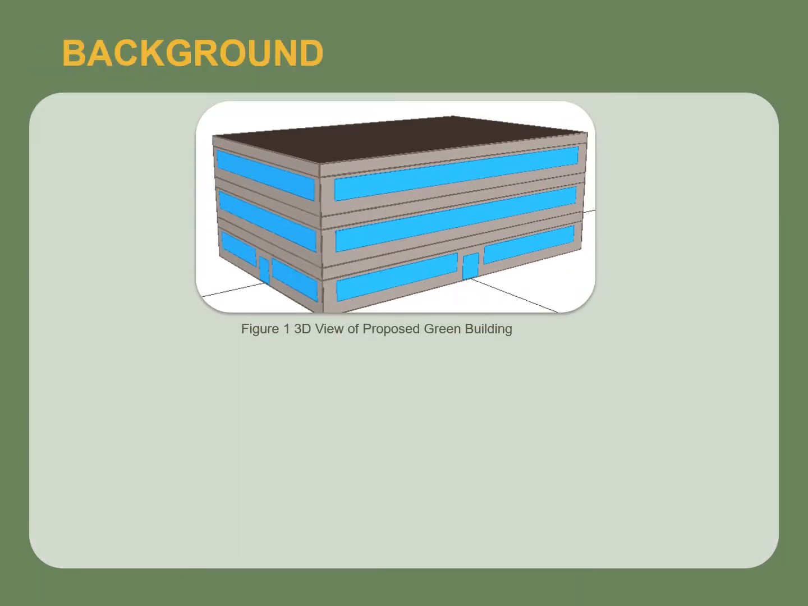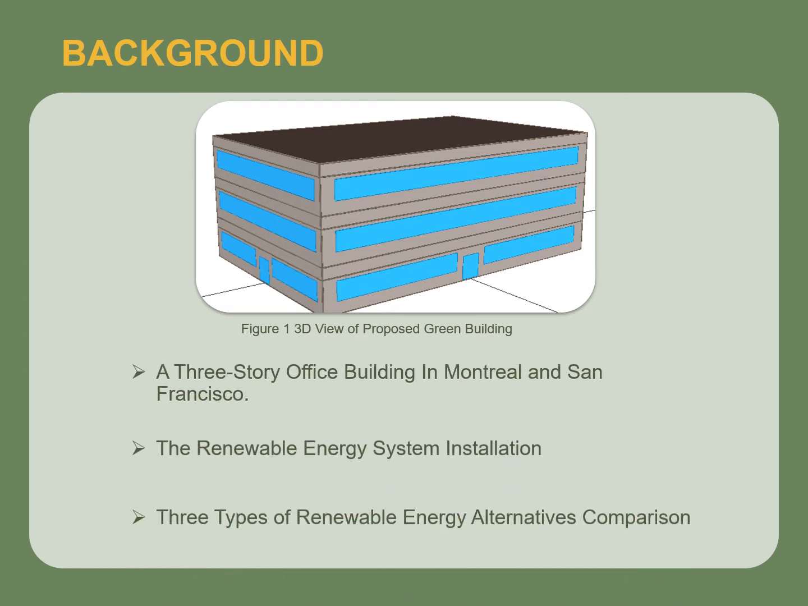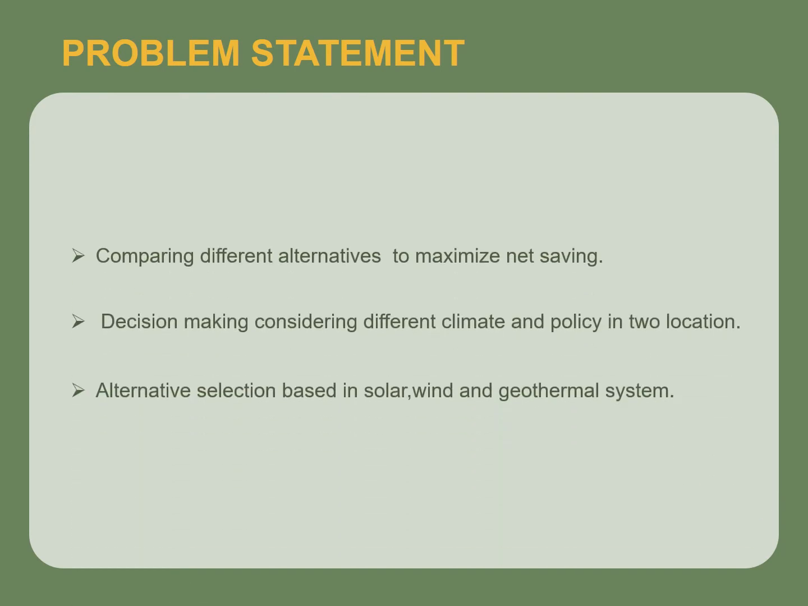A new 3-story office building is proposed to be built in San Francisco and Montreal. The owner wants to install a renewable energy system in this office building to save money from energy consumption. We choose the owner perspective to compare different alternatives and select the best plan to maximize net saving. In this case, we want to determine the most suitable renewable energy system for the same building in different locations, which are San Francisco and Montreal.